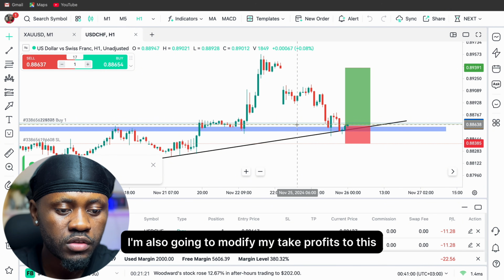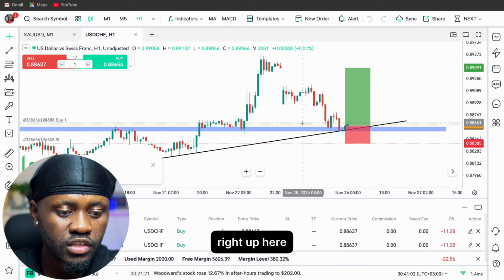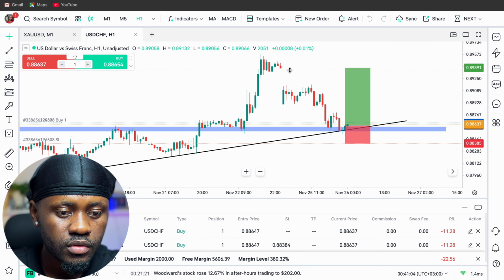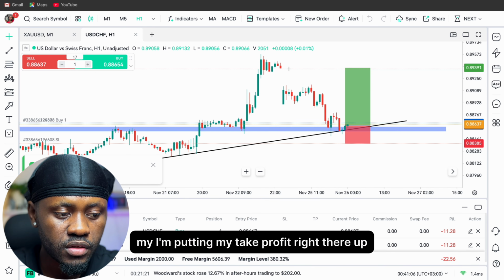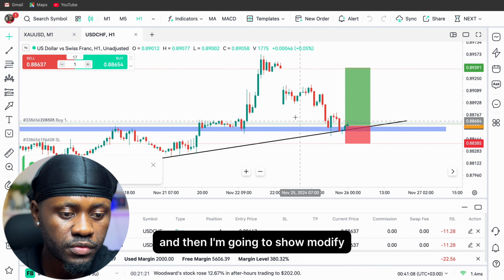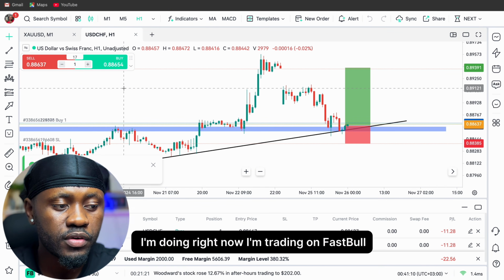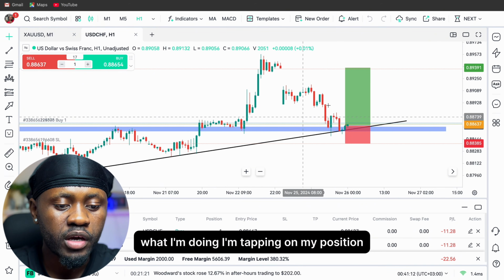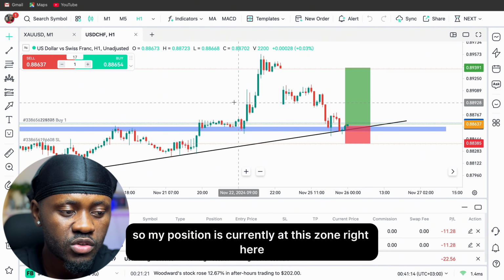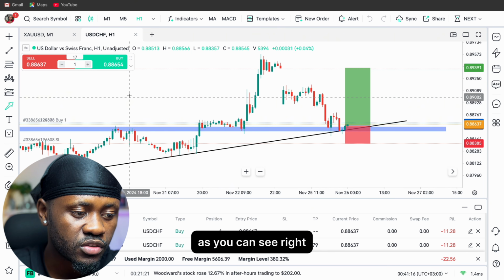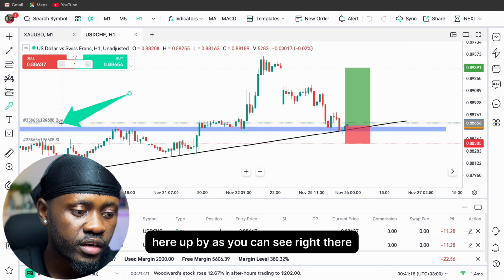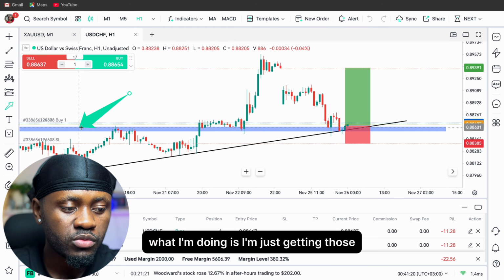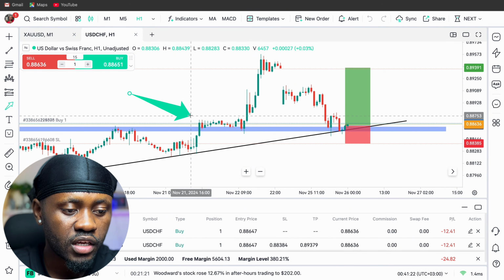Now I'm also going to modify my take profits to this zone right up here. So I'm putting my take profit right there up. What I'm doing right now, I'm trading on FastBull. I'm tapping on my position. My position is currently at this zone right here. This is my position right here, as you can see. Right here I have buy, as you can see right there.